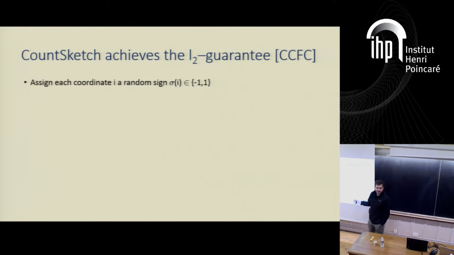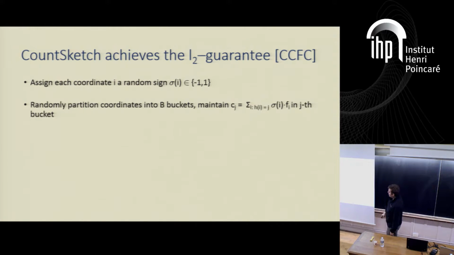It's a data structure called CountSketch, due to Charikar, Chen, and Farach-Colton. And it does the following. You assign each item, or sometimes I'll call it the coordinate i, a random sign sigma i. With probability 1/2 it's 1, with probability 1/2 it's -1. And you're going to randomly partition the items into B hash buckets, using a hash function, similar to what we saw in the last part.